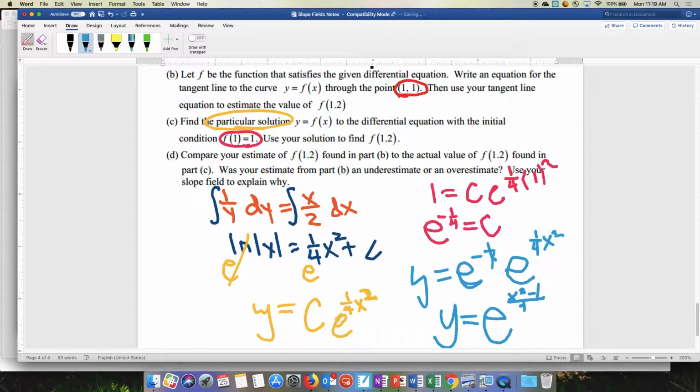Okay? Now, I will let you use your calculator to find f of 1.2. So you can have your calculator out and go ahead and plug in 1.2 for x. You have a question? Okay.